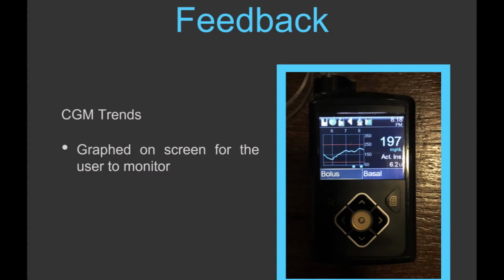The feedback of the system is the blood sugar trends sent via Bluetooth from the CGM to the pump. The levels are graphed on the screen for the user to monitor. I can watch how different meals, activities, and basal rates affect my blood sugar in real time.